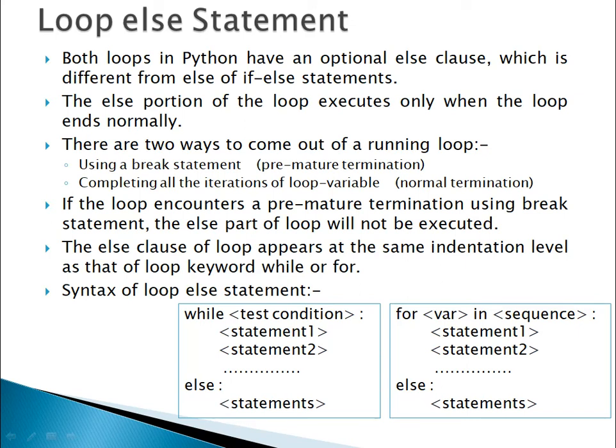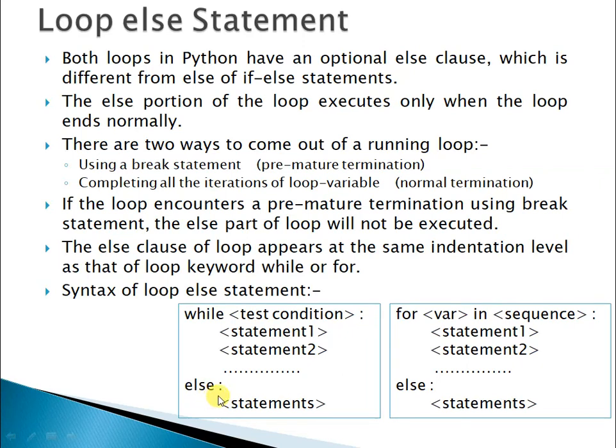The else clause of the loop appears at the same indentation level as that of the keyword while or for. So you see this syntax: while, condition, some statements, and else at the same indentation level as while. If this while loop terminates properly, normally, then only these statements will be executed. If you use a break statement inside this while, then this else part will not be executed. This you have to understand.